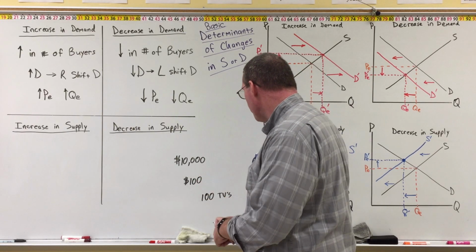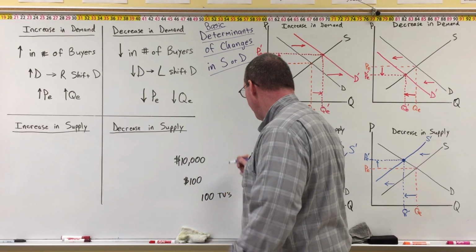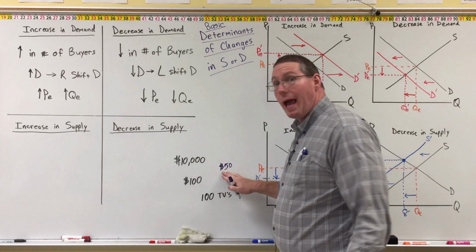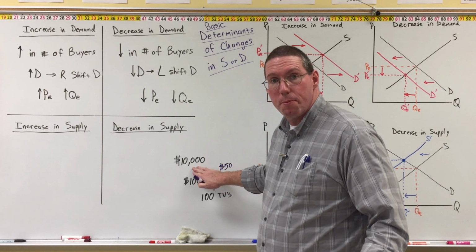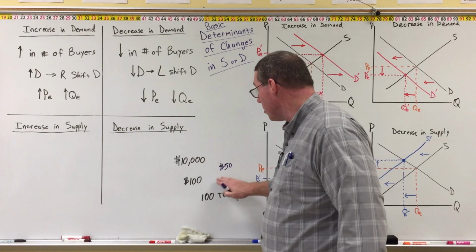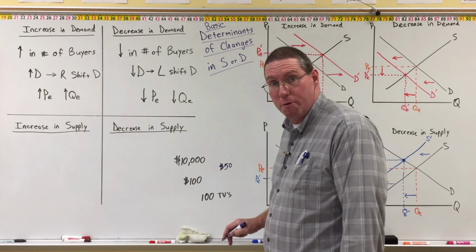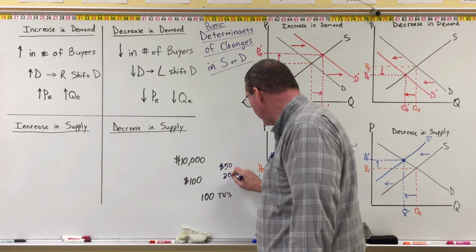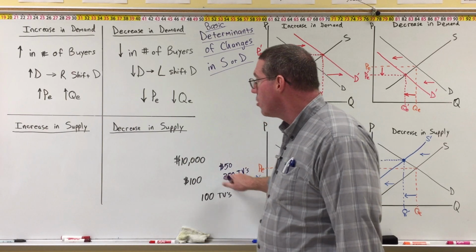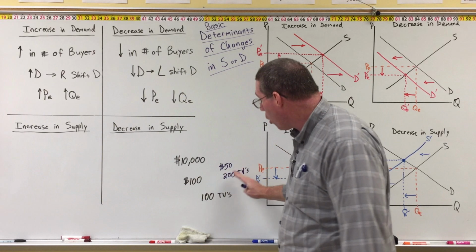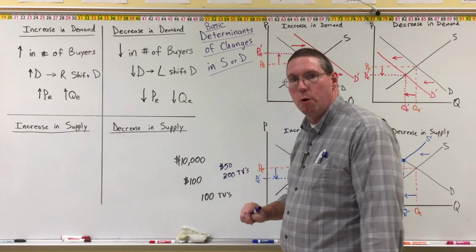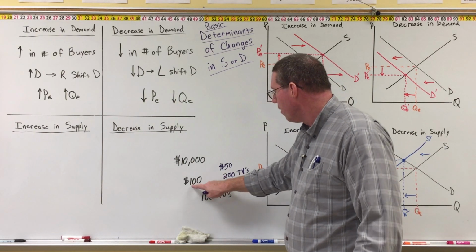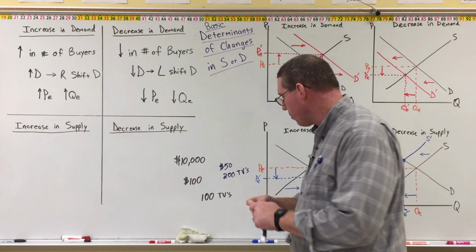Well, what if the price of producing goes down? What if it only costs $50 to produce each TV? Well, now they have access to $10,000. They can produce more TVs because each TV now only costs $50 to produce. If we divide $10,000 by $50, that's 200 TVs. What just happened to supply? Supply just increased. They were supplying 100, now they're supplying 200. Why? Because the cost of production went down from $100 per unit to $50 per unit.